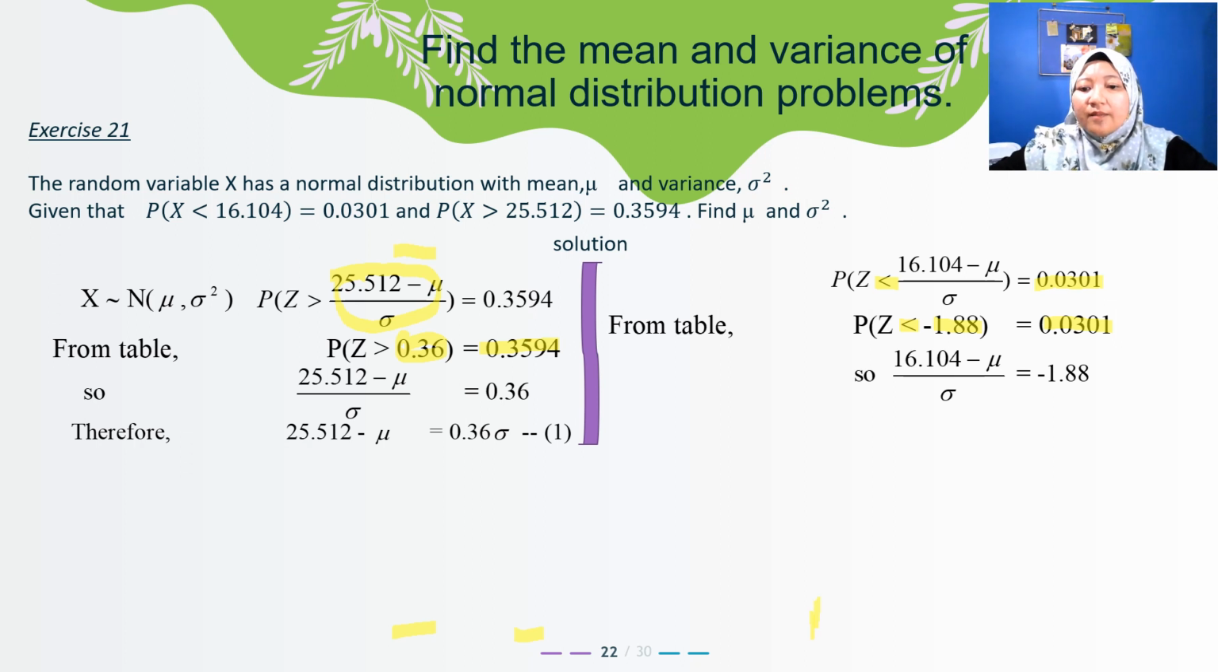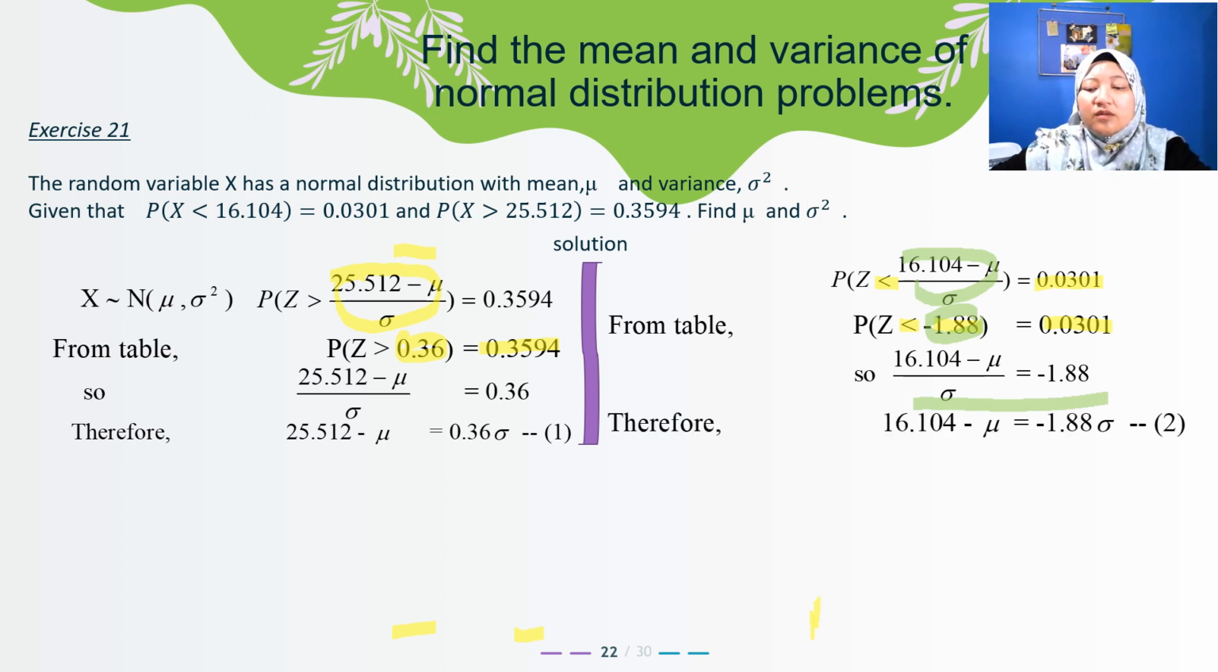Kita compare. Okay, kita comparekan jawapan yang ini dengan yang ini. Dapatkan satu persamaan macam ni. Jadikan dia satu single persamaan macam ni. Dapatkan persamaan yang kedua. Okay, kemudian kita tolak persamaan 1 tolak persamaan 2 untuk hapuskan mu. Dan kita dapat jawapan sigma dia adalah 4.2 dan mu dia adalah 24.